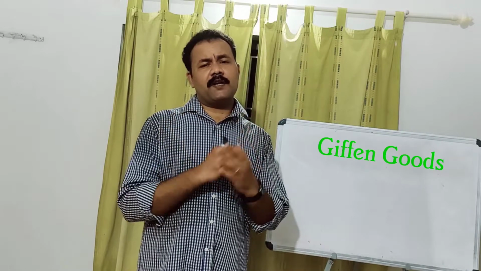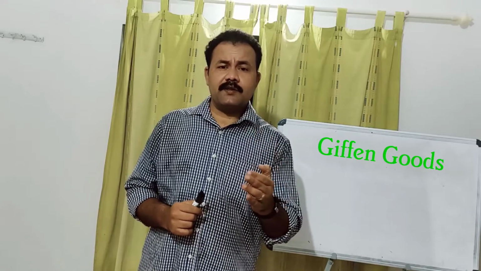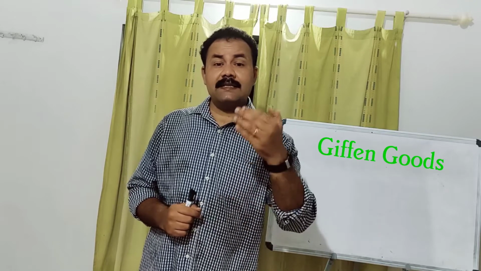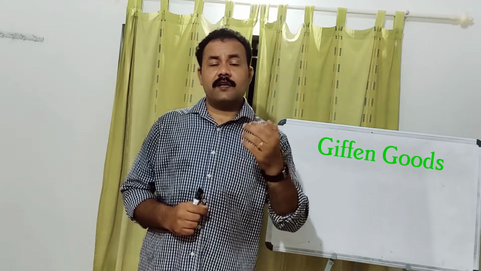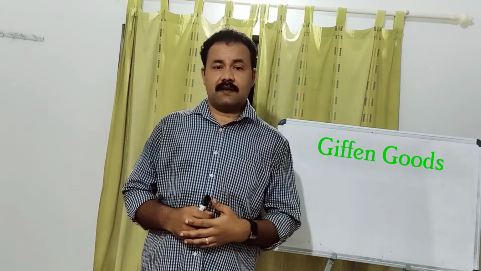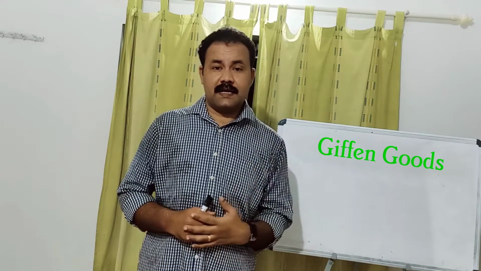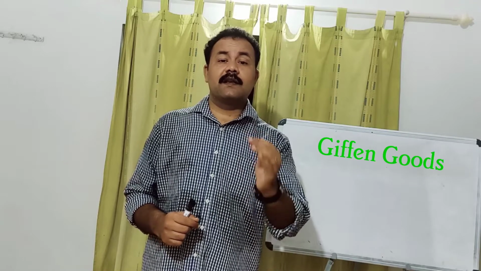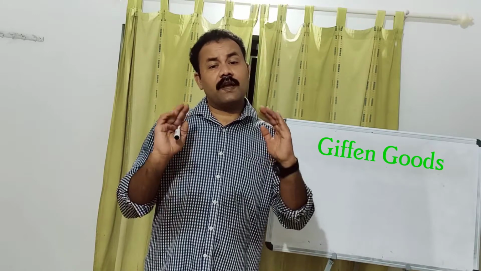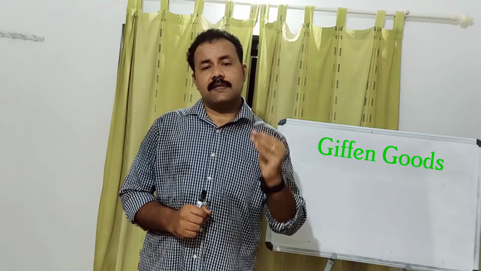Then the next type of commodity is Giffen goods. Giffen goods are exceptions to the law of demand, which means when price increases, quantity demanded of this type of commodities rises and vice versa. That means when price increases, demand for these commodities increases, and when price decreases, demand for these commodities also decreases. In the case of Giffen goods, the income effect is stronger than the substitution effect.